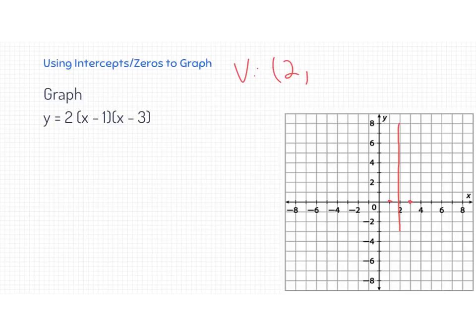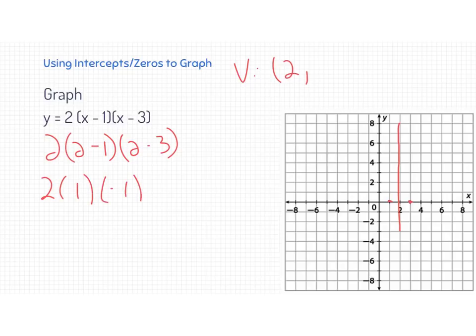Well, we do that by substituting it in here. So we get 2, and then I get 2 minus 1, and then 2 minus 3. So we get 2. 2 minus 1 is 1. 2 minus 3 is a negative 1. So 2 times 1 times negative 1 is a negative 2. So our vertex is at (2, negative 2). So that'd be that point right there. And then there is our parabola.